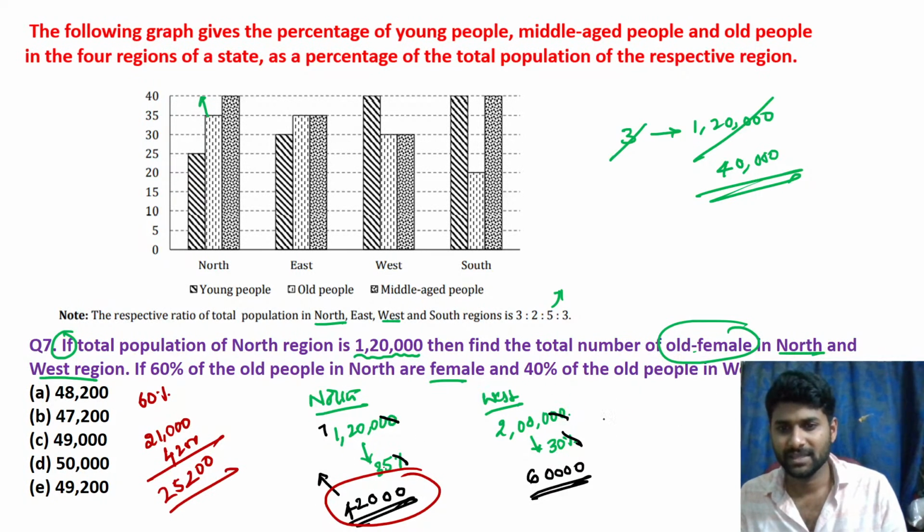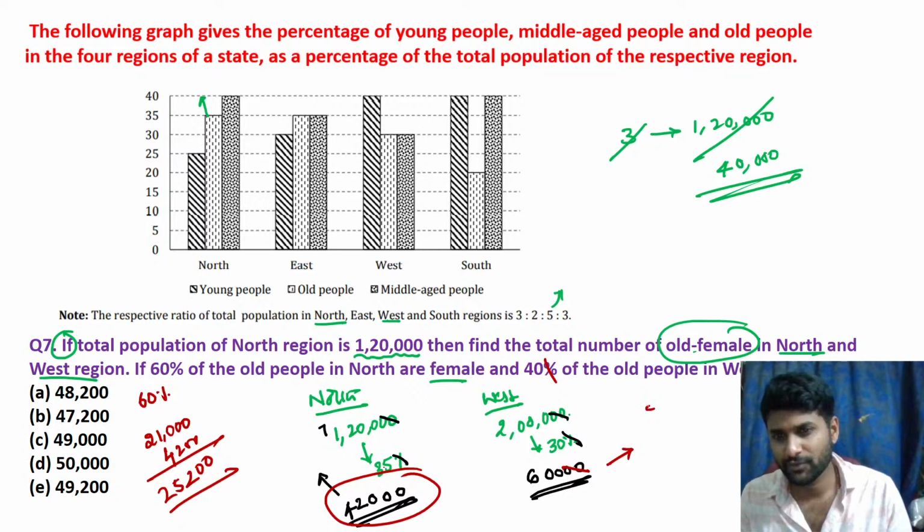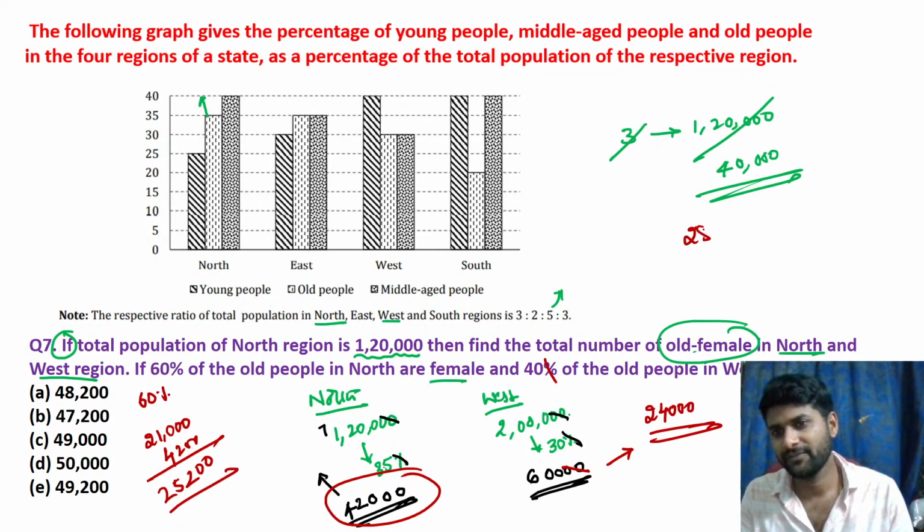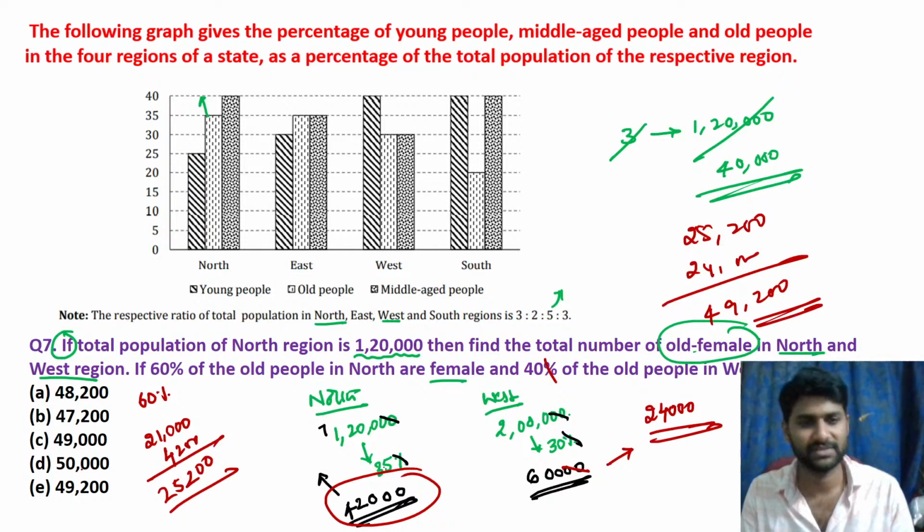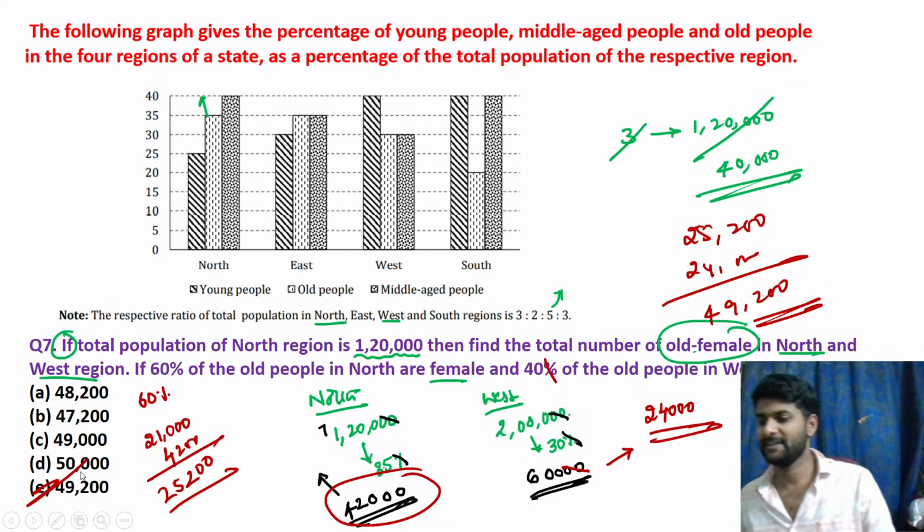The same way here, 40%. 40% means you can cancel 0 and 0. So 6 4s are 24. Here we have 24,000. Finally, 25,200 and 24,000. Finally the value becomes 49,200. You can choose your option.